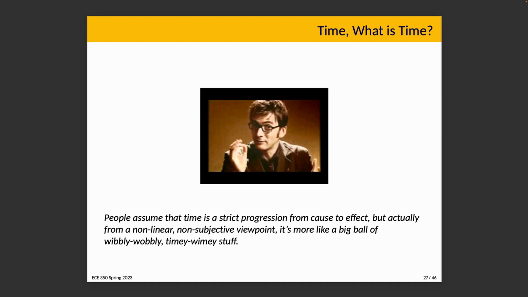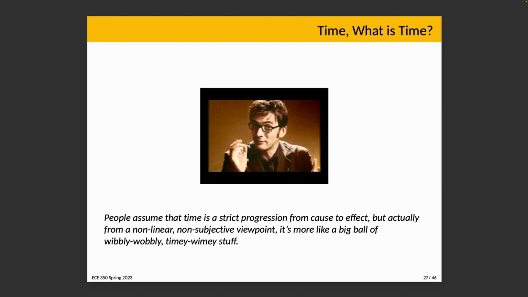And then there's the real-time part of the puzzle, right? And if you listen to the doctor, he will tell you that it's wibbly-wobbly, timey-wimey stuff, which, yeah, I mean, that's maybe not the most dignified way to explain it, but that's what he says, right? People assume that time is a strict progression from cause to effect, but from a non-linear, non-subjective viewpoint, it's more like a big ball of wibbly-wobbly, timey-wimey stuff. You heard it from him. He's a Time Lord, and who am I to argue with him?